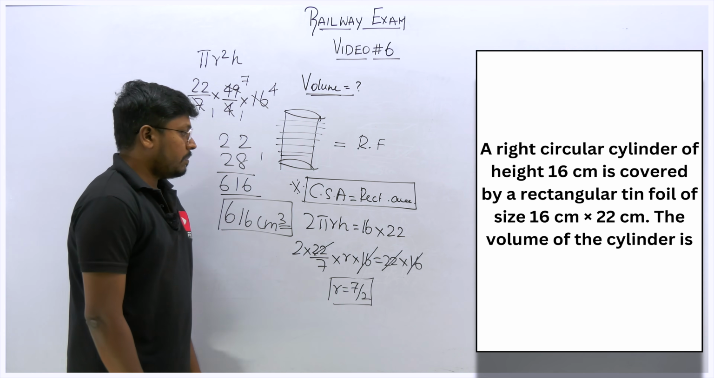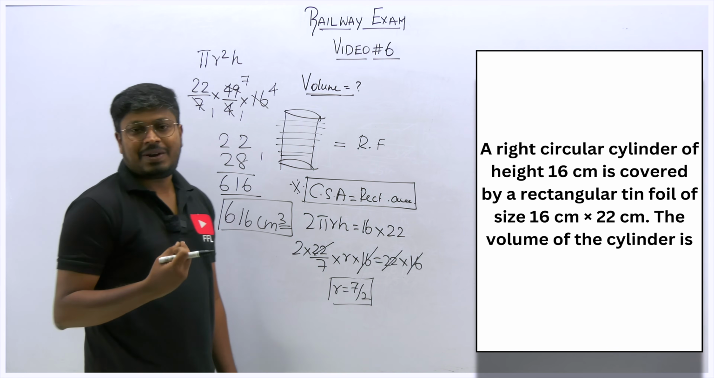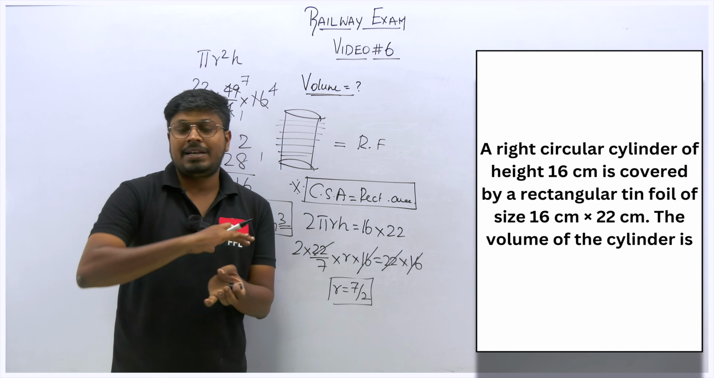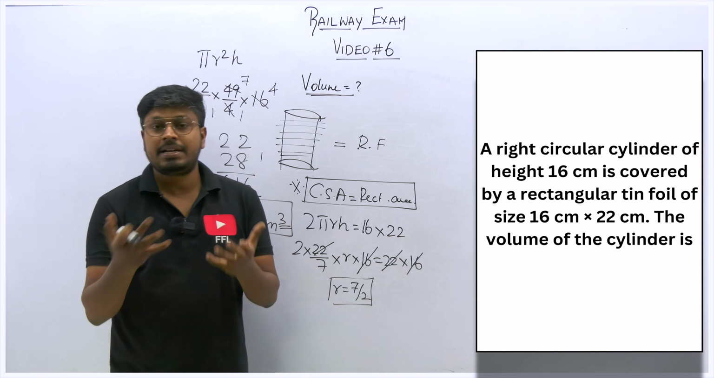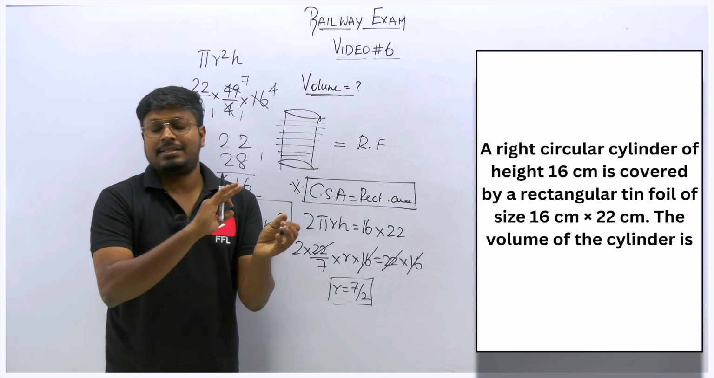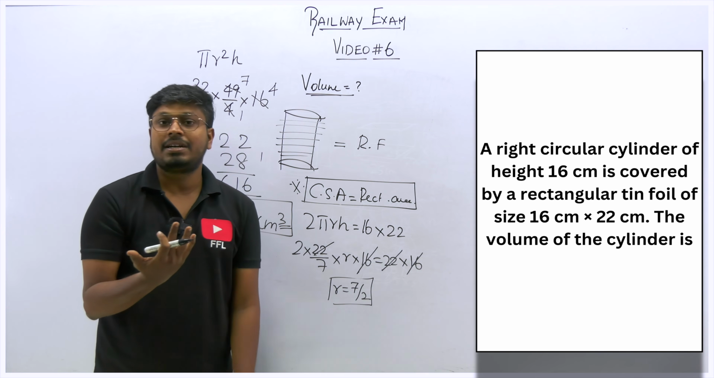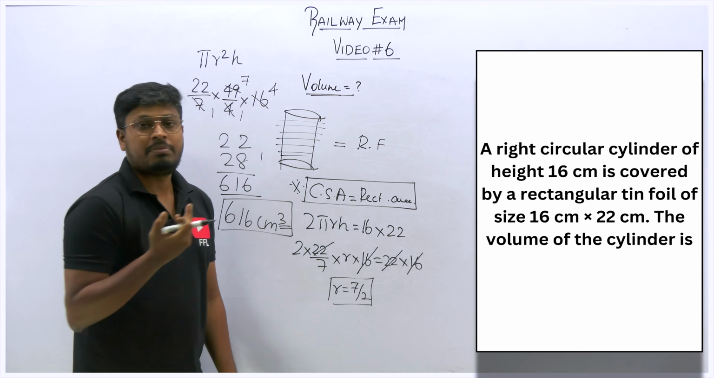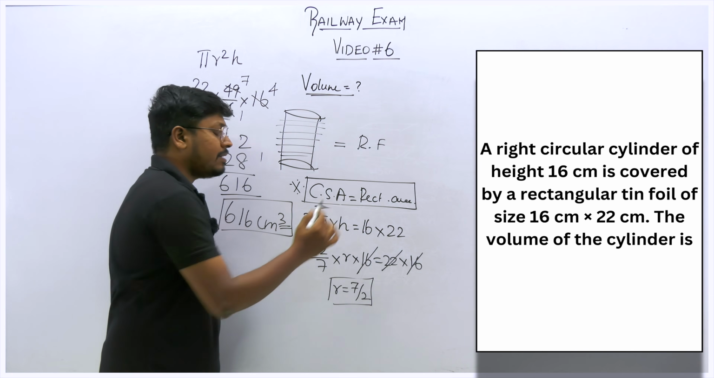Right? So again, it's one kind of different question where you need to understand this. If we take a spherical ball and cover it with a complete foil paper, that means the total surface area has been covered. So when a cylinder has been covered by a rectangular foil, it means the curved surface area has been covered. So you have to understand these simple concepts. When you practice more and more questions, you will automatically get that point.